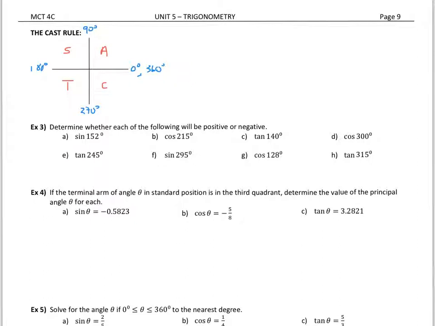All right, so the CAST rule tells us which trig ratio is positive in that quadrant. So in quadrant 1, we have the letter A, so all three trig ratios are positive there. In quadrant 2, we have the letter S. The sine ratio is positive in quadrant 2. The tan ratio is positive in quadrant 3, where we have the letter T. And the cosine ratio is positive in quadrant 1, but only cosine is positive in quadrant 4. Sine and tan would be negative in that quadrant.